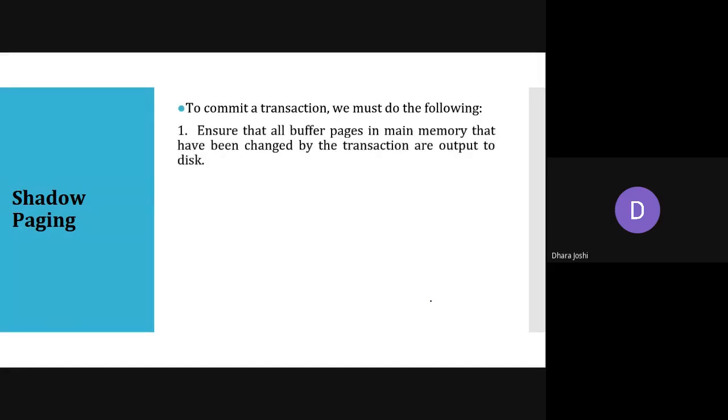To commit a transaction, whenever we are going to commit any transaction, we must do the following things. The first one is to ensure that all buffer pages in the main memory that have been changed by the transaction are output to the disk. So suppose this is a current page table, this is a disk.